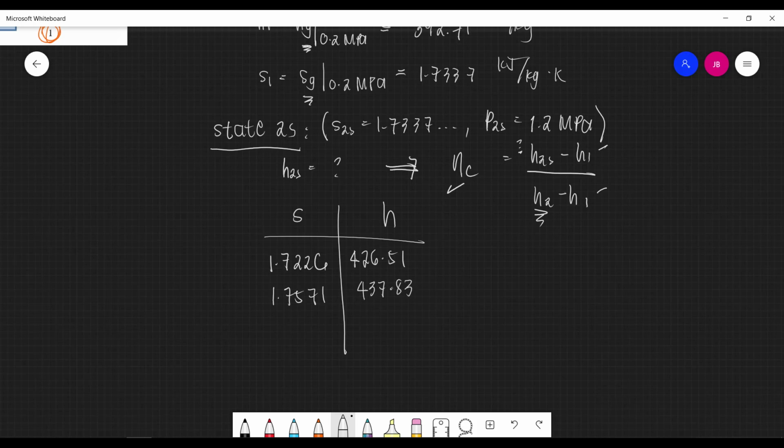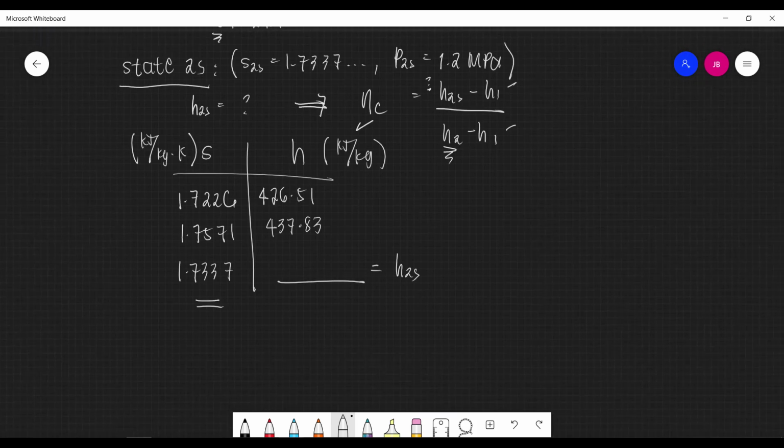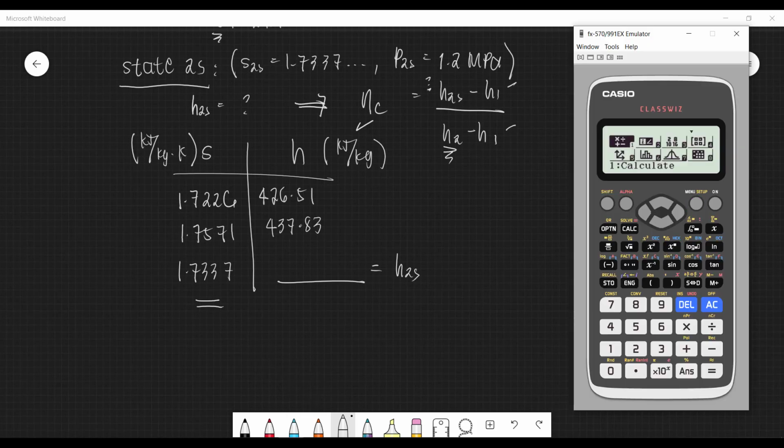Of course, the enthalpies have units of kilojoules per kilogram, samantalang ang entropy natin ay nasa kilojoules per kilogram Kelvin. So, we are looking for the corresponding enthalpy for this particular entropy. So, whatever this is, using linear interpolation is going to be H2S. So let's just use our calculator in order to solve this problem. Let's go to menu and press number 6 because that's the statistics table. So we are going to use a 2-variable table, one for entropy and one for enthalpy. So input lang natin itong mga values na to.